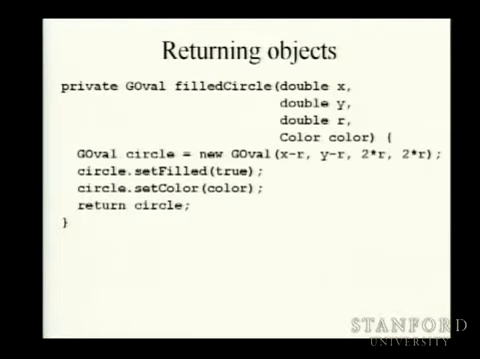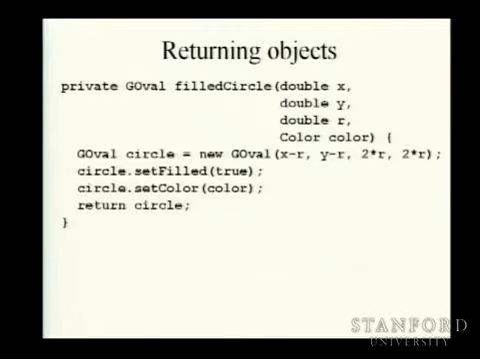Okay. Which is returning an object from a function. Okay, so it turns out, interestingly enough, you can not only return ints and doubles and booleans from functions, you can also return whole objects. So here is a method called filled circle.